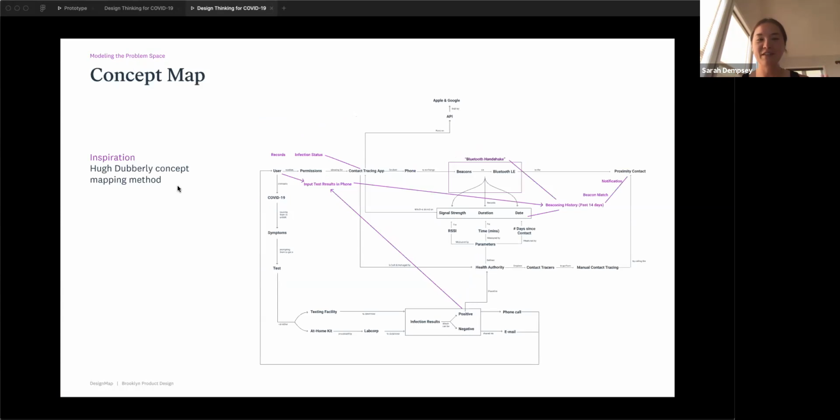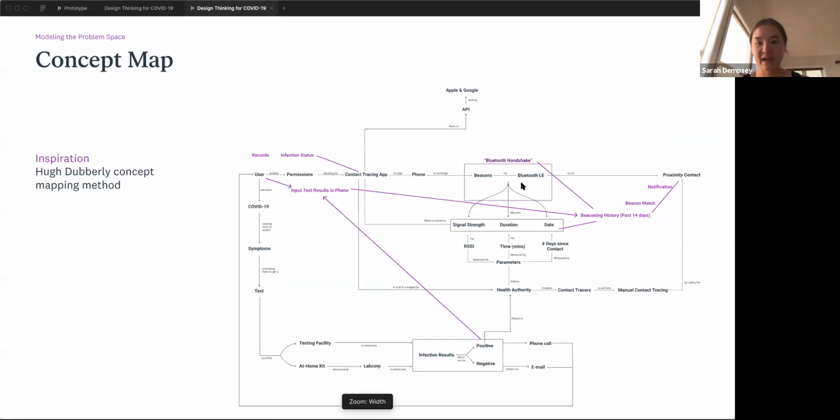So this first model is a concept map, and we borrowed from Hugh Dubberly's method to create this model. The goal of this one was to put everything down in one holistic view. So the way we went about this is we used nouns, and verbs being the connections between the nouns. Like I said, it's very ugly, but the purpose of it is to capture everything in one view.